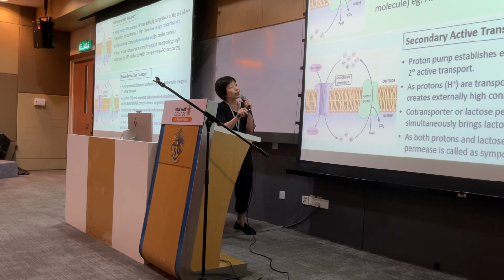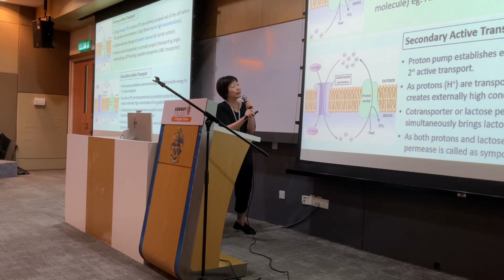Because the protons accumulate, because the pump keeps pumping them out using energy, it creates a high concentration. So a high concentration will automatically tend to flow back to low concentration if there is a transporter that allows it to do so. So this lactose permease transports the proton from high to low concentration. At the same time, it brings in the lactose together.